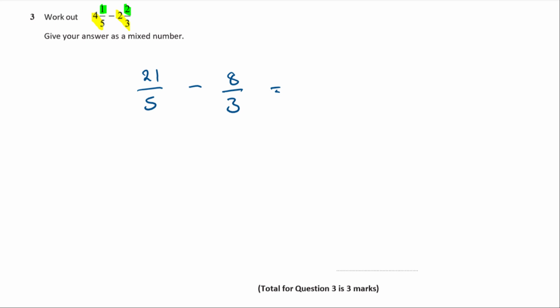Okay, next step is to find a common denominator, isn't it? Now, the lowest common multiple of 5 and 3 is going to be 15. So I'm going to make these as fractions over 15. How many times does 5 go into 15? It goes in 3 times. So multiply top and bottom by 3. That's going to make 63 over 15. So 63/15. How many times does 3 go into 15? It goes in 5 times. So multiplying top and bottom by 5. 8 times 5 is 40. So that's the same thing as 40/15. Okay.